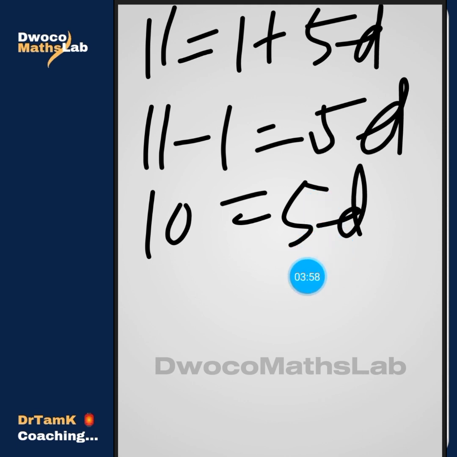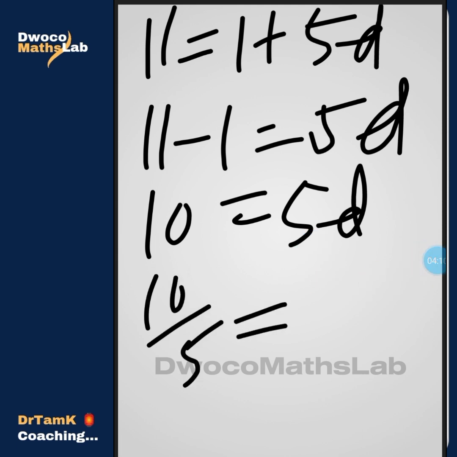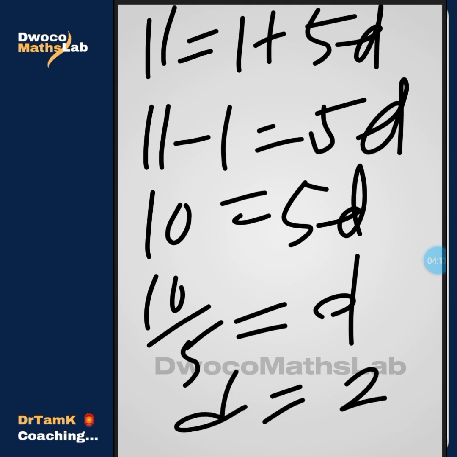If you have to move the 5 this way, then you have to divide. Remember I told you just now, times has to move toward divide, and divide will move toward times. So we move this 5 this way, which means you have to divide this value here by 5. So 10 over 5 is equal to D. 10 divided by 5 gives us 2. Therefore, D is equal to 2, so the common difference is 2. That's what we are looking for.